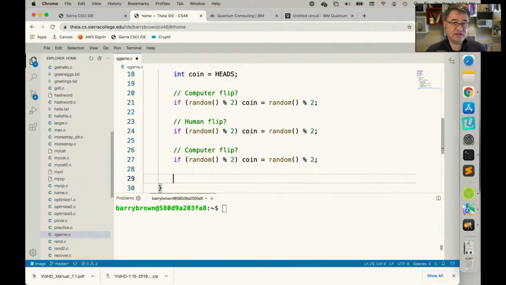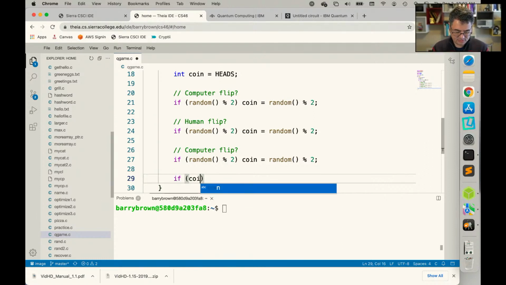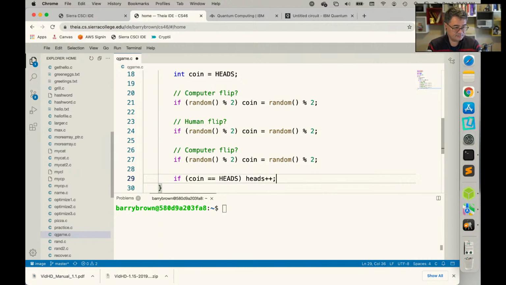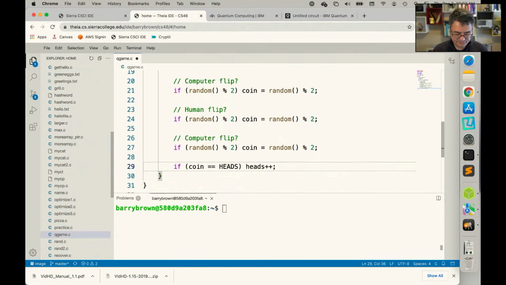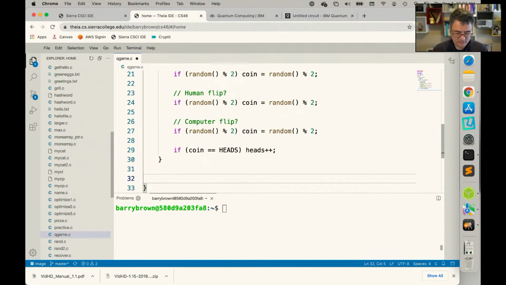Okay, so now that we've potentially flipped the coin 3 times, we're now going to see, did it come up heads or tails? So if the coin is equal to heads, then increment our heads counter. Okay, and so that's the whole game. We're going to do that 10,000 times. And then we'll just end by printing out how many times it came up heads.